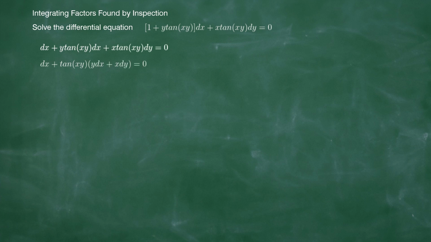We know that y dx plus x dy is just the derivative of x times y. So we have dx plus tangent of xy times the derivative of xy equals 0. Okay, so to make it simpler, we let z equal xy. That means dz is equal to the derivative of xy. So now we have dx plus tangent of z dz equals 0, since the derivative of xy is just dz.